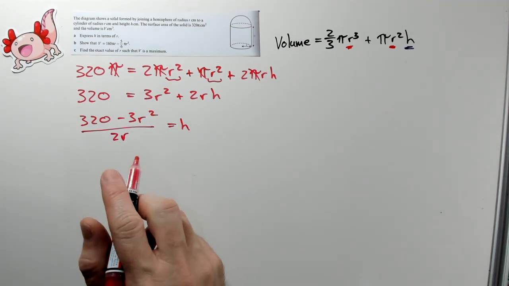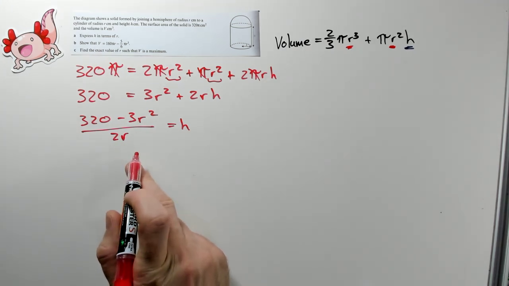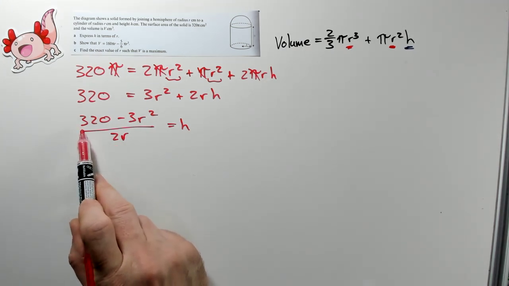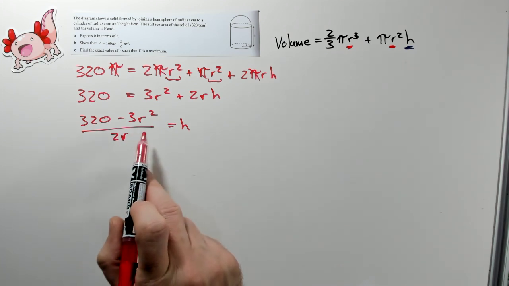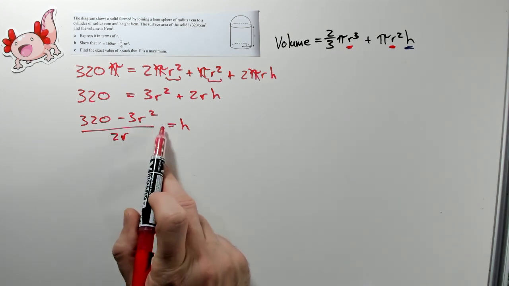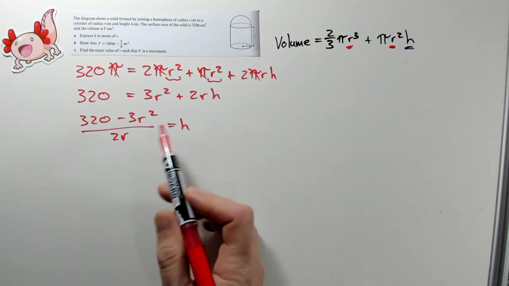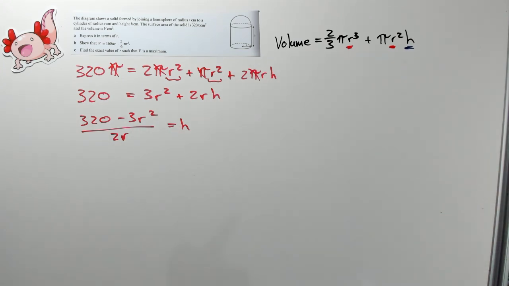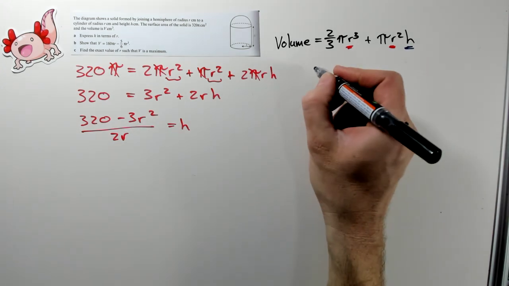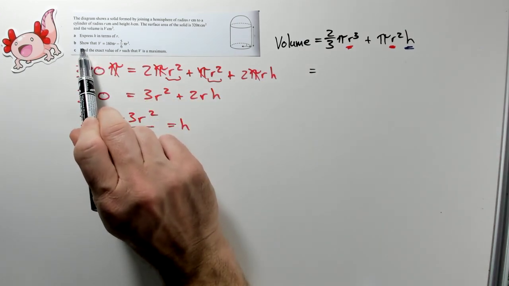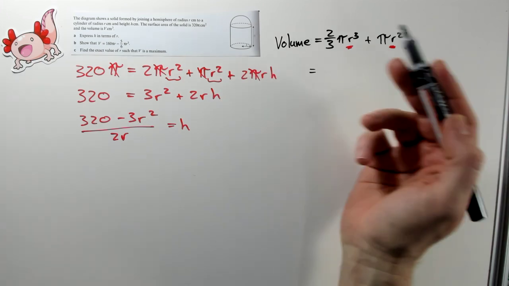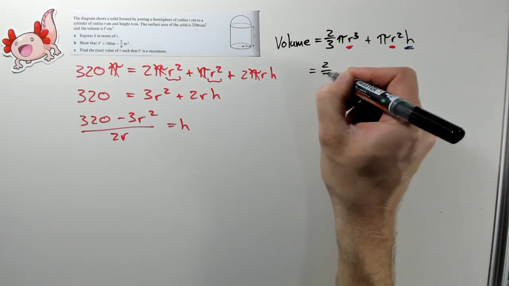I could probably rewrite this differently and split those up, having like 160 over r minus 3r over 2. That's also possible, but I'm just going to leave it like that, and basically I'm going to sub it in my formula here. And yeah, obviously that's what they're showing me now, like, hey, show that this is going to happen, but that would anyway be my next step.